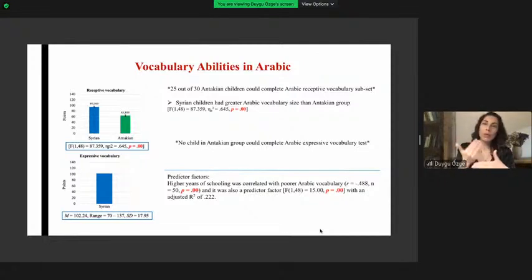Another difference between these two populations is that Antakyan children are exposed to both languages from birth, whereas Syrian children are exposed to Turkish later. Of course, we consider both of them balanced, early bilinguals, but we would still have expected Syrian children to have greater Arabic vocabulary skills than we observed here. So that was a surprising factor. Again, when we tested the predictors, we saw that schooling was correlated with poorer Arabic vocabulary. So the more schooling you have in Turkish, the poorer your Arabic gets, which is not surprising again.